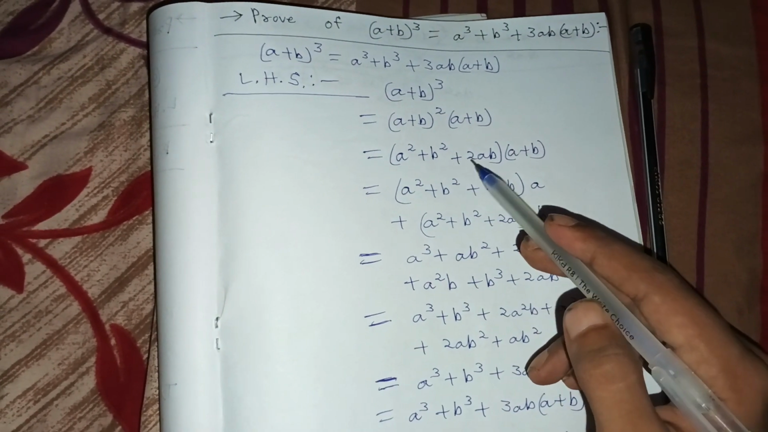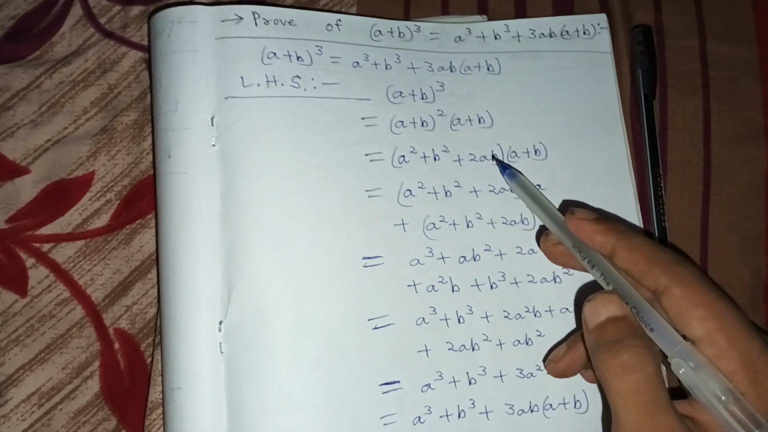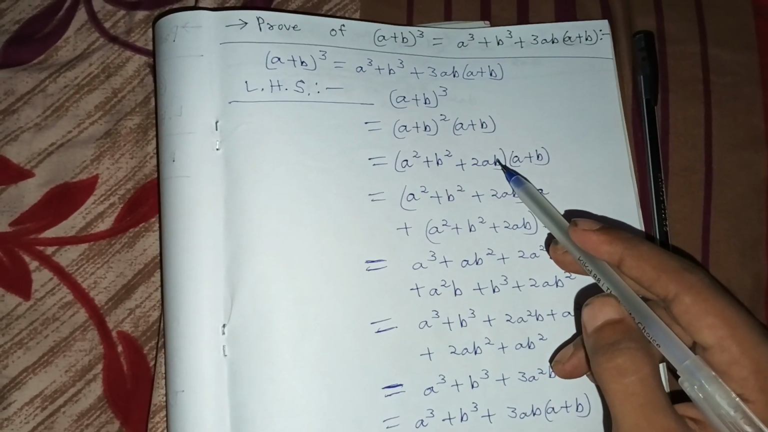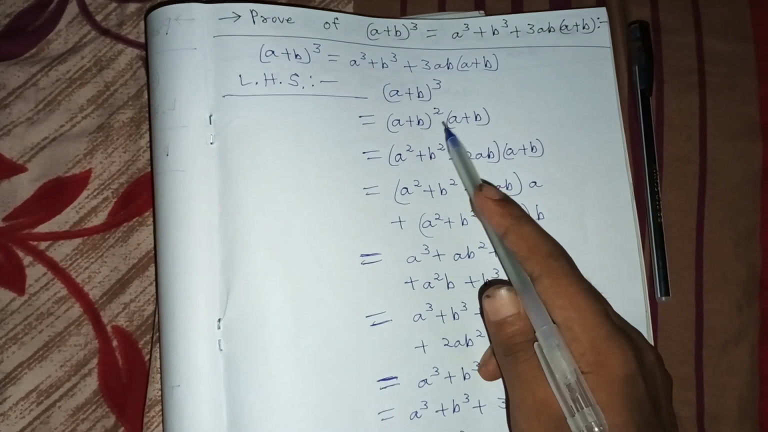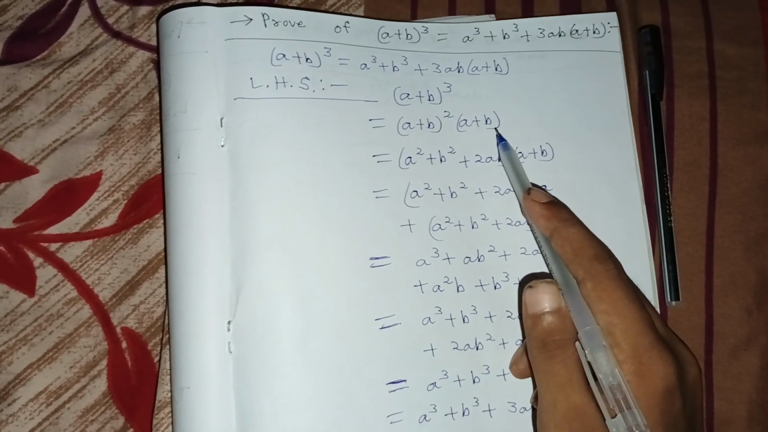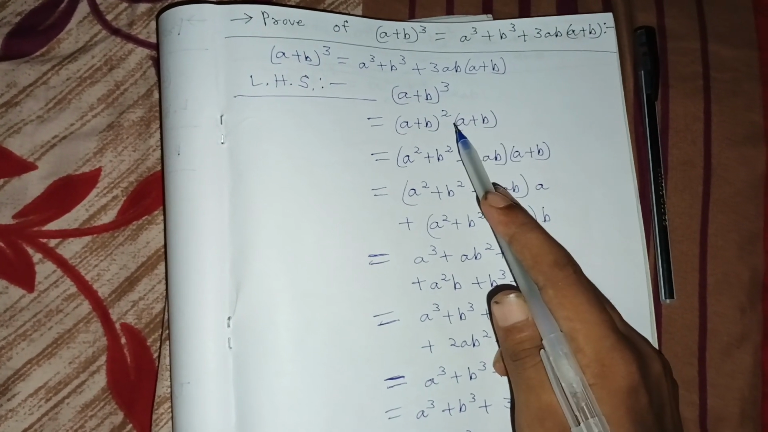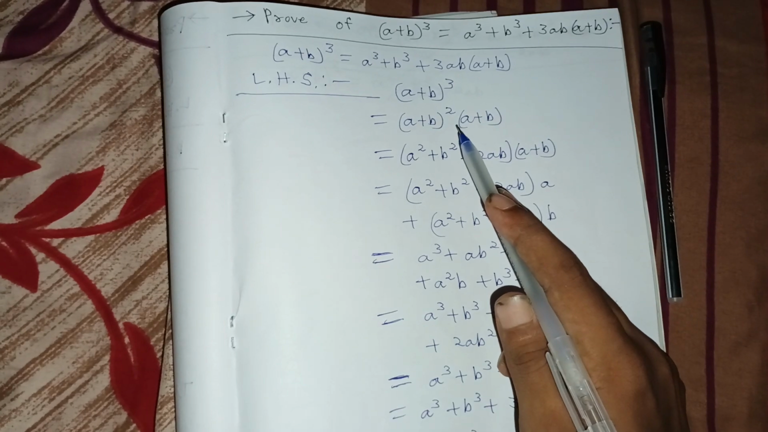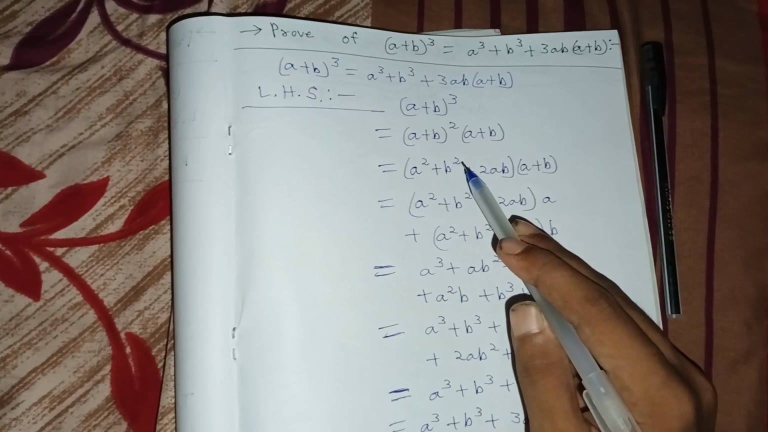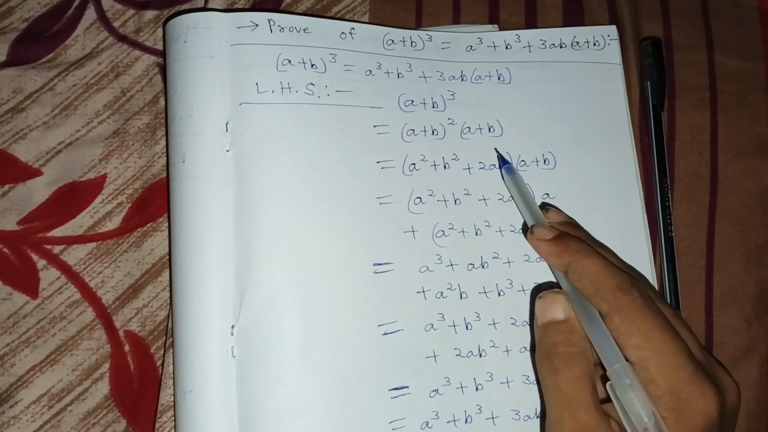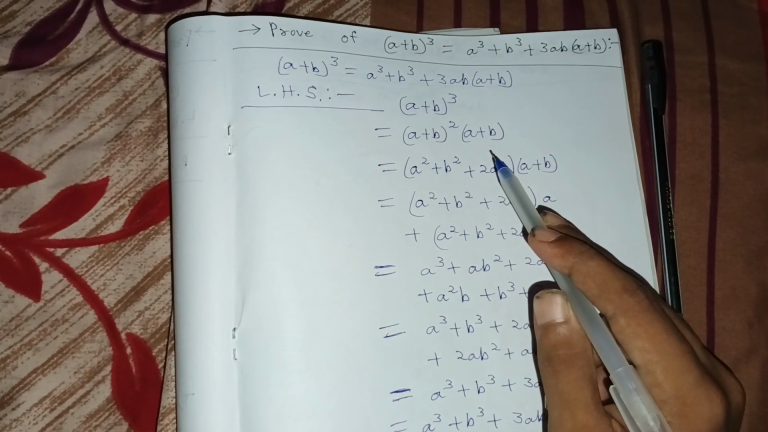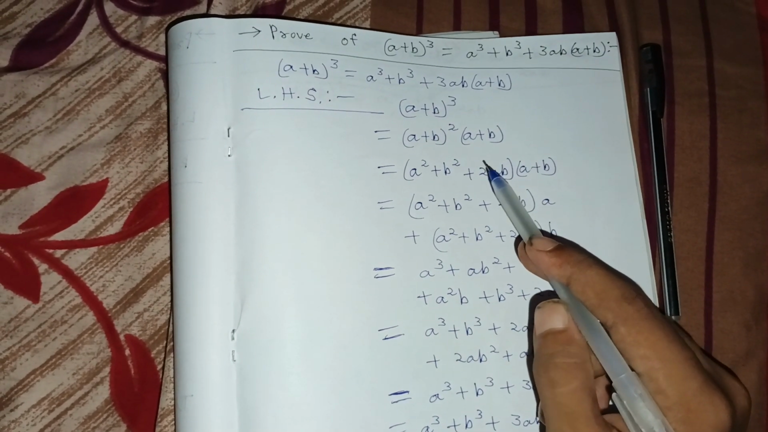(a + b)³ can be written as (a + b)² into (a + b), because (a + b)² into (a + b) will be (a + b)³. Here 2 is the power and here 1 is the power, and (a + b) into (a + b) are in multiplied form, so powers will be added. So (a + b) to the power 2 + 1, which will be 3. So (a + b)² into (a + b) will be (a + b) to the power 3, which will be (a + b)³.